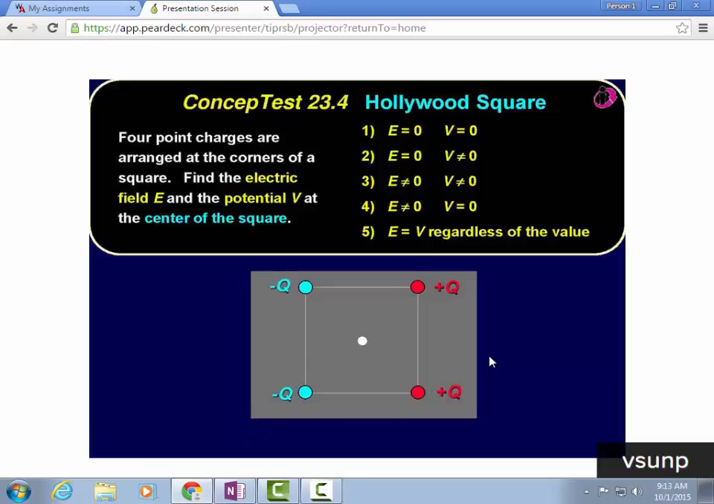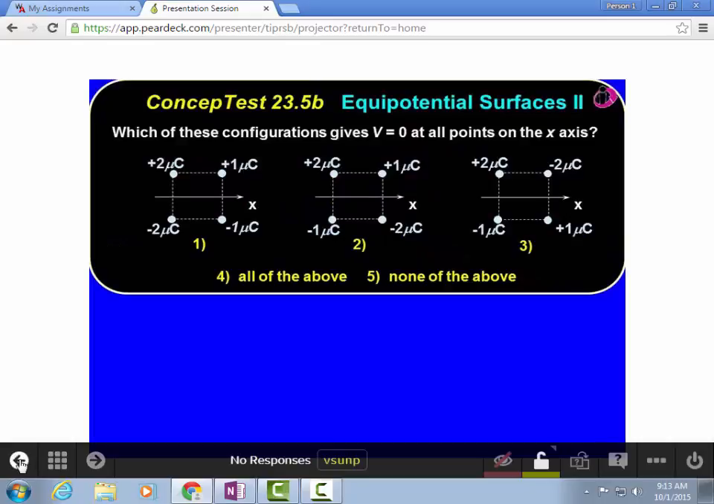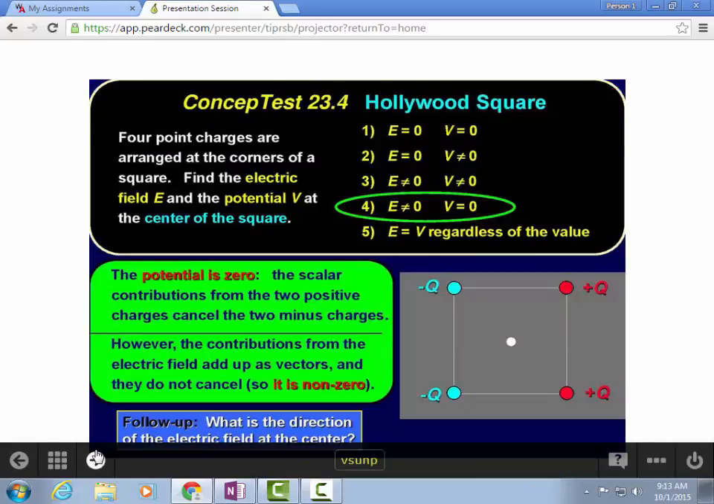So the answer clearly is 4. Why? The electric field from these two charges is in what direction? That way. The electric field from these two charges is that way. But the potential is definitely 0, because the potential is not a vector. It's just a number. Correct.